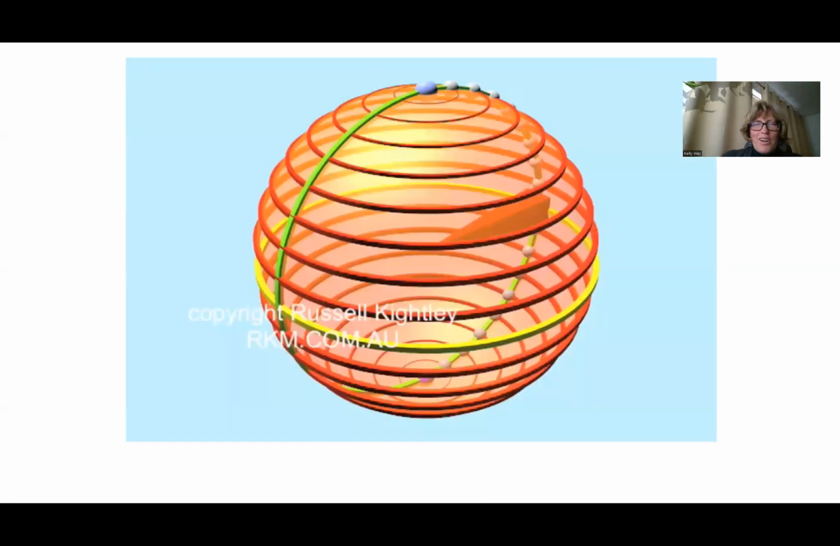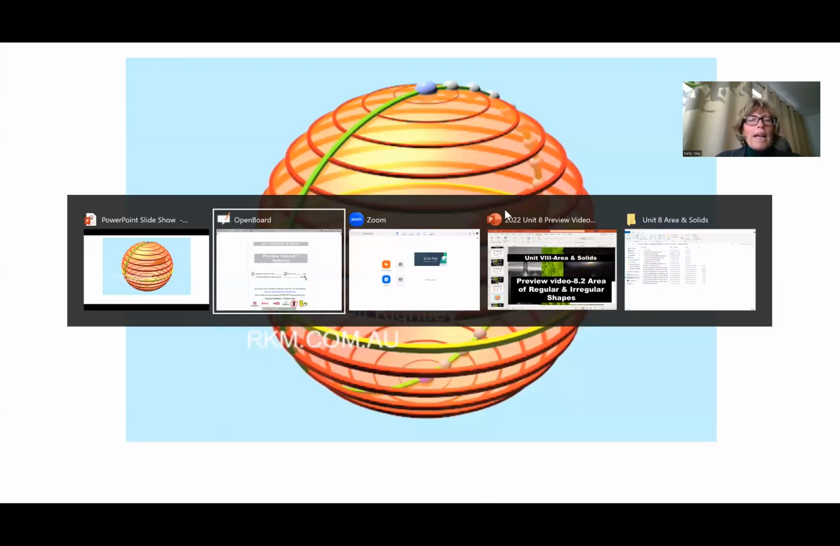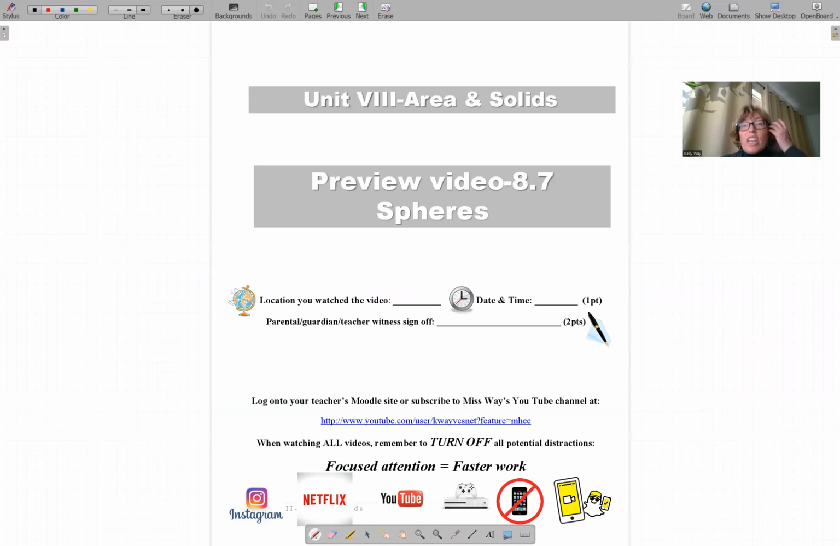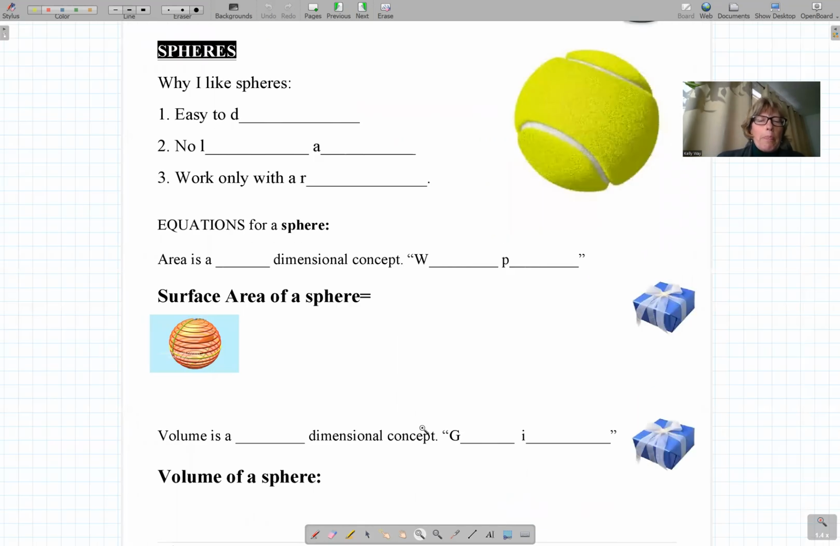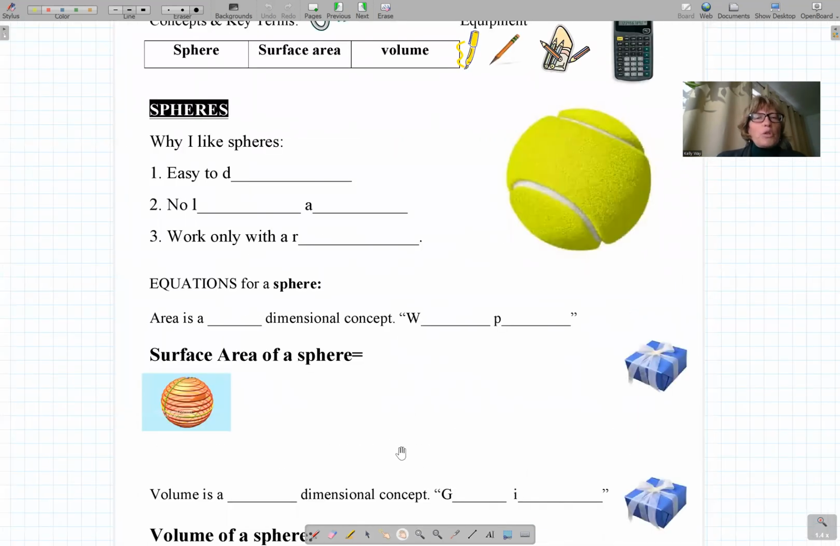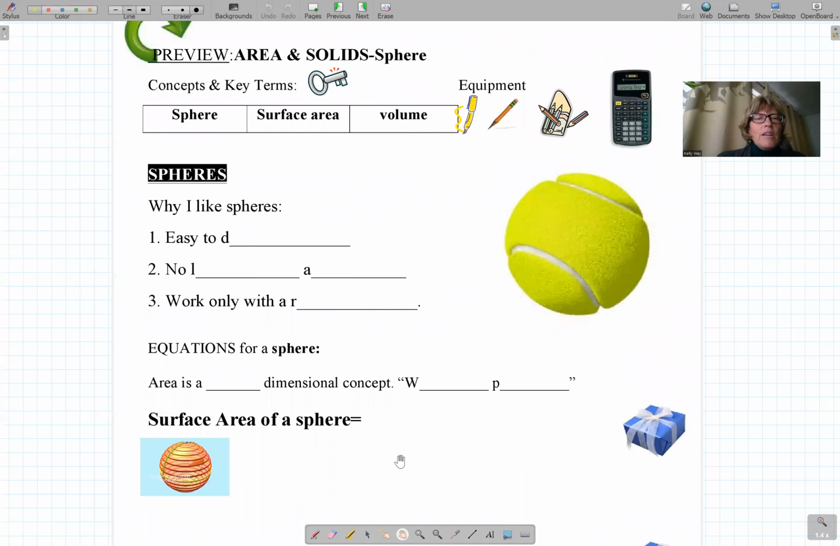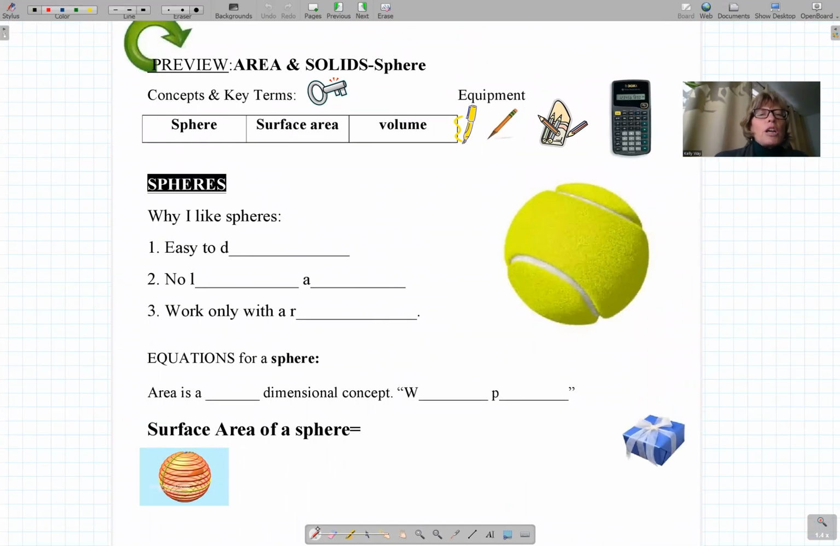Alrighty, friends, let's get started. We're going to be talking about spheres today. And oh man, I love spheres. Spheres are so much fun for a variety of reasons, not the least of which is we live on one. Don't forget date, time, and location. Let me tell you why I personally love spheres. What makes spheres so amazing is we're going to be talking about the word sphere and surface area and volume.